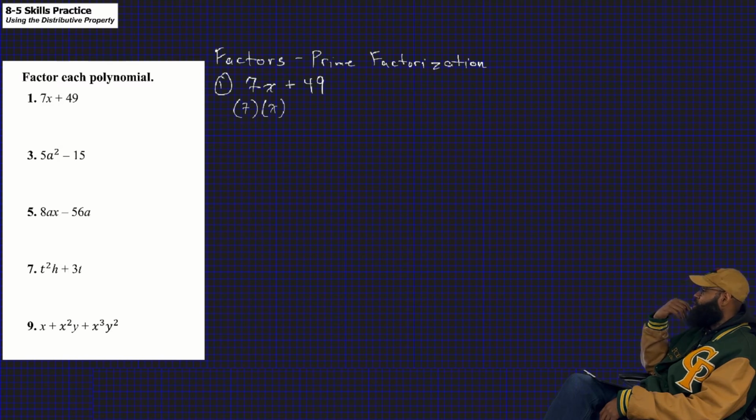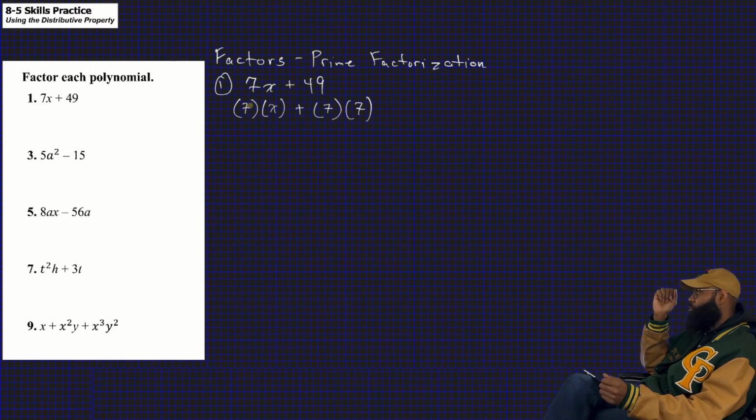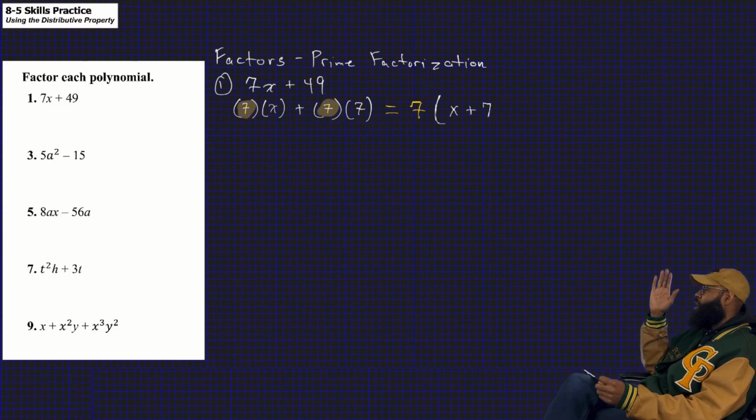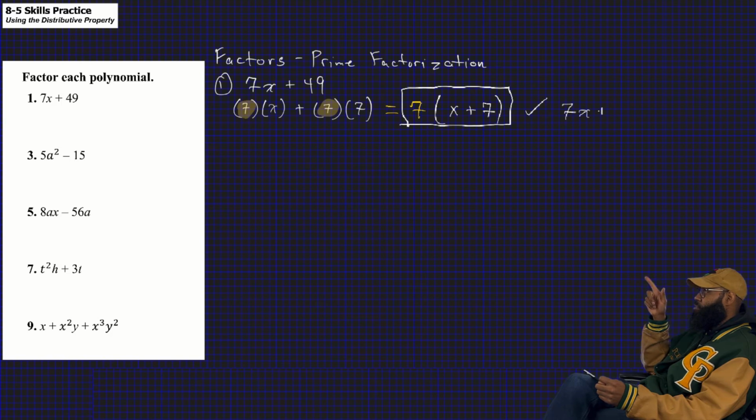So 7x is basically 7 times x. 7 is a prime number. 49 is 7 times 7. Prime number, can't go any lower than 7, right? So what do they share? They share a 7, so I'm going to factor out what they share. I can pull out the 7, and by pulling out the 7, what am I left with inside? I'm left with x for the first term and 7 for the second term, and I am done. Now, of course, I can do a check, meaning 7 times x, 7x, and 7 times 7, 49, check.